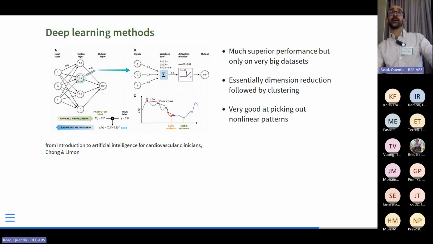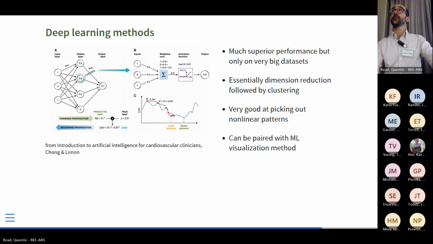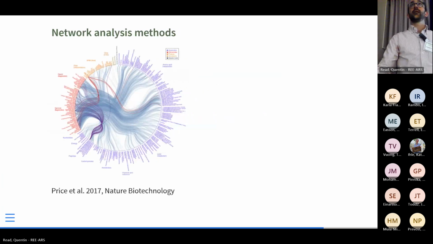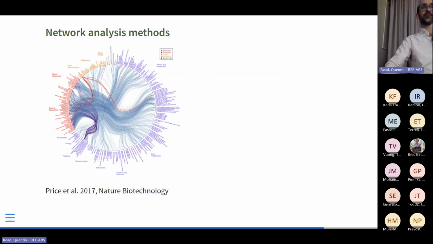A good advantage of deep learning is that it's really good at picking out nonlinear patterns. It is not as constrained to linear patterns as some of these methods are. And what a lot of people do in practice is do a deep learning on the data and then take the results of that and stick it into one of those machine learning methods I just mentioned to actually visualize the results. That's kind of what the cool kids are doing these days. I'm not one of them.